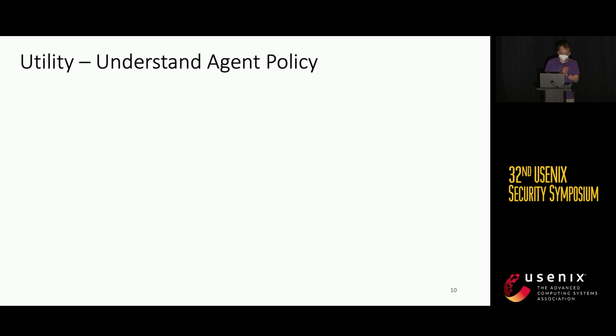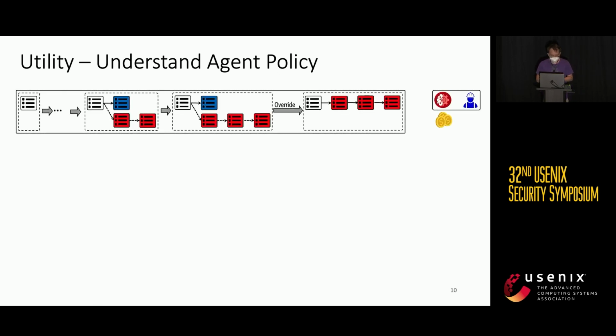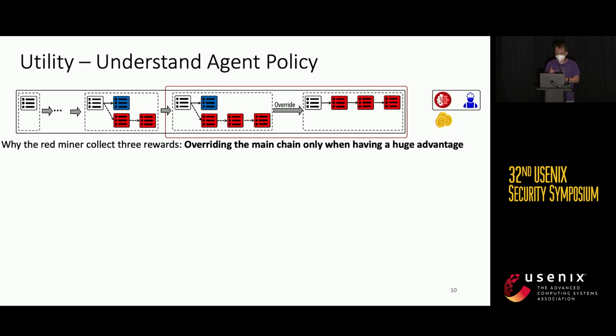And then I think the more interesting thing is what we're going to do with the explanation, right? After we get the explanation, what are we going to do with it? Of course, you can understand the agent policy. For example, in this trajectory you can see the selfish manner collects more rewards than the honest manner, and we identify that this override step is the most important one. By looking at this step, you can see clearly why the agent was able to collect more reward, because the agent overrides the main chain when it has a huge advantage. When the margin is a little bit high, it does the override.